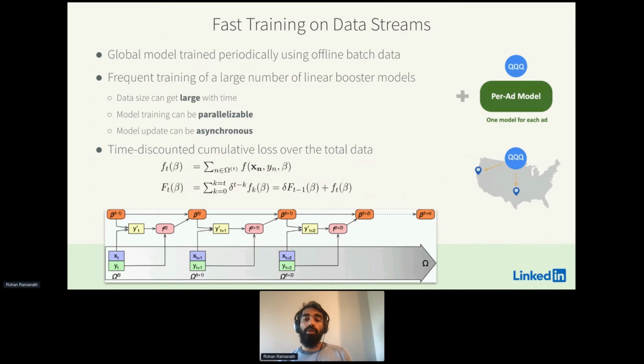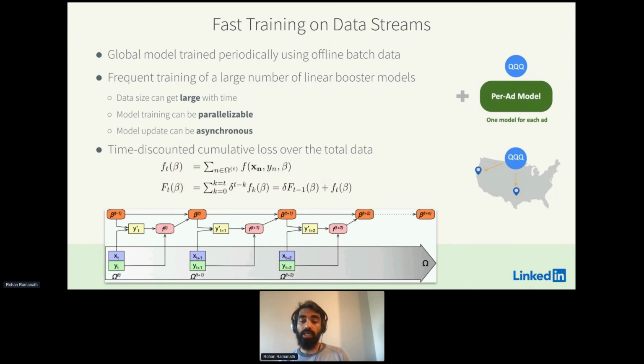Now, I described that we are going to train these random effect models, and we need to train them fast. But what does it look like to train them fast, right? What are the challenges? So frequently training these large number of linear models, the data size can get larger and larger with time because each random effect is going to add more data with time. But the model training is inherently parallelizable.